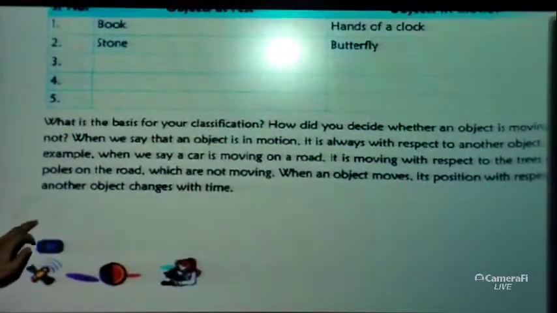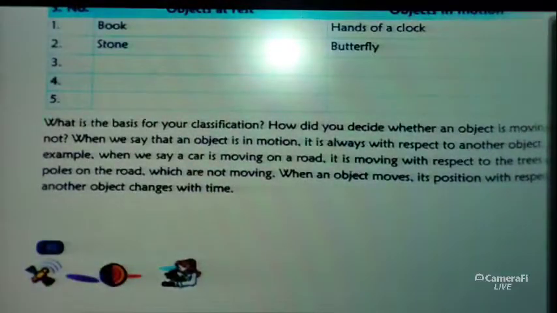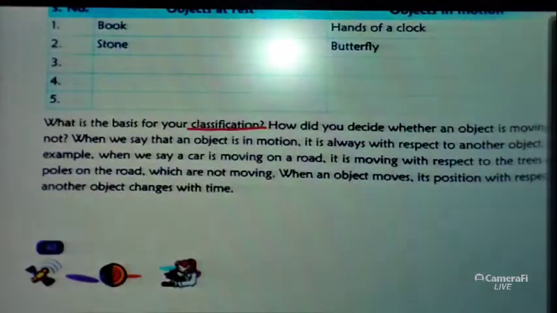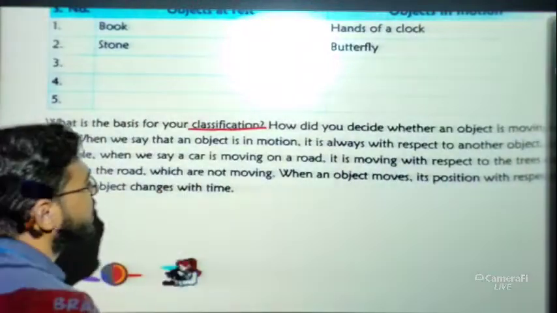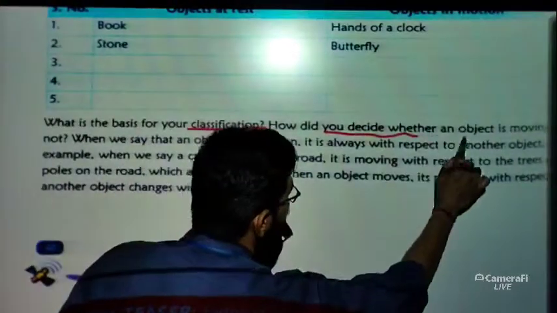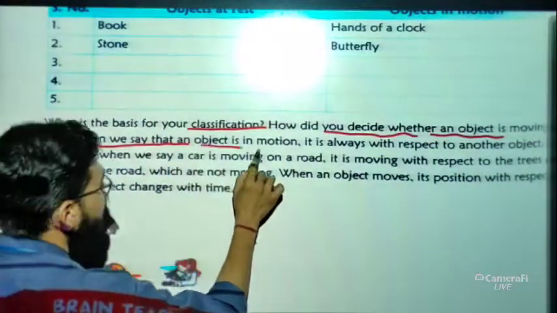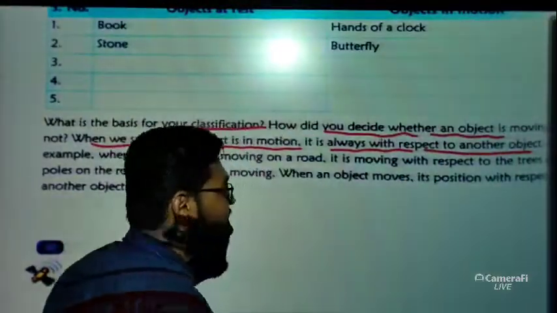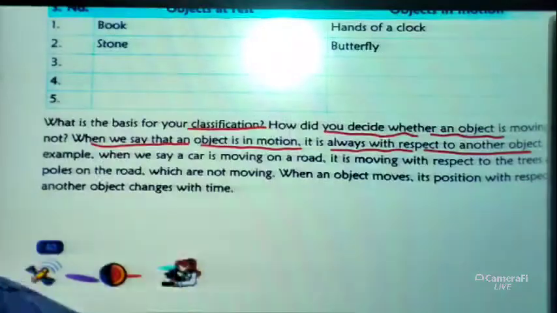Okay, next part. Let me tell you what the basis of your classification is. Now you have classified some objects which are at rest and some which are in motion, but on what basis have you done the classification? How did you decide whether an object is moving or not? When we say that an object is in motion, it is always with respect to another object. Obviously we have to take a reference.